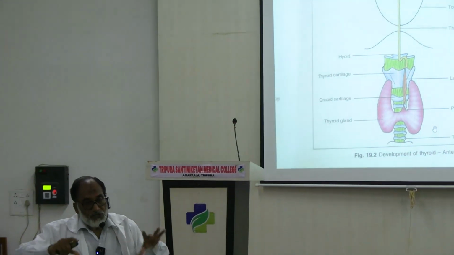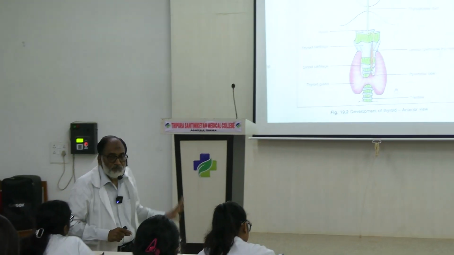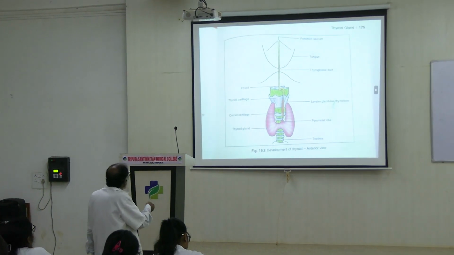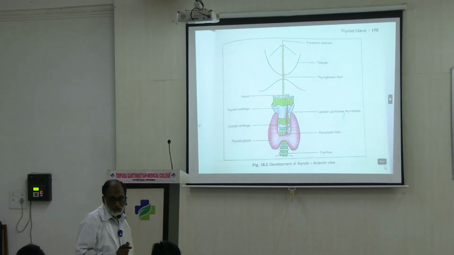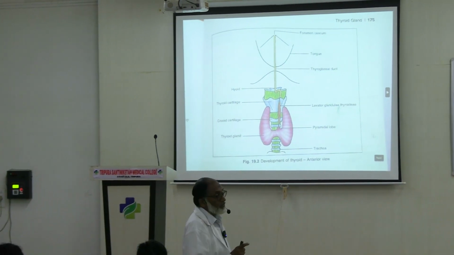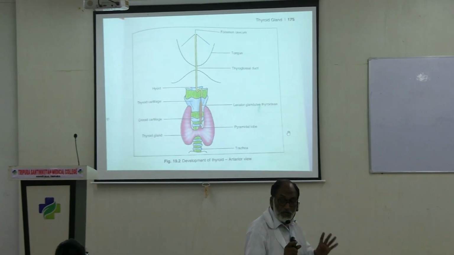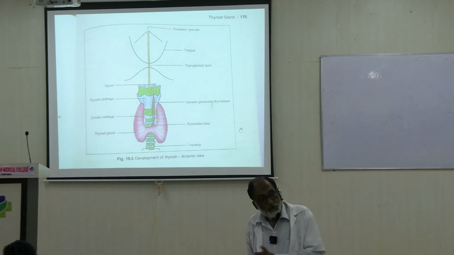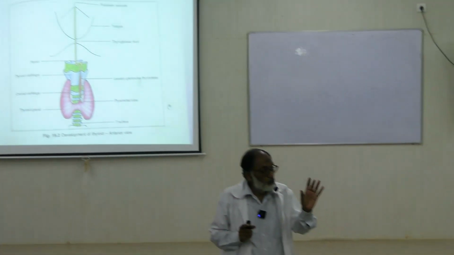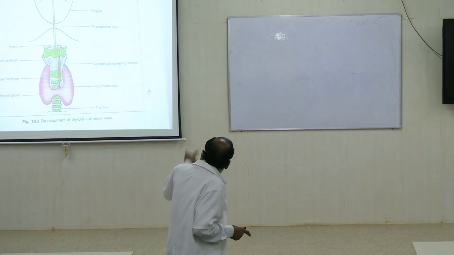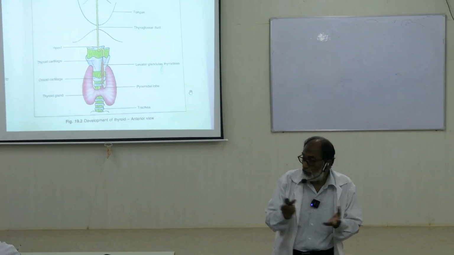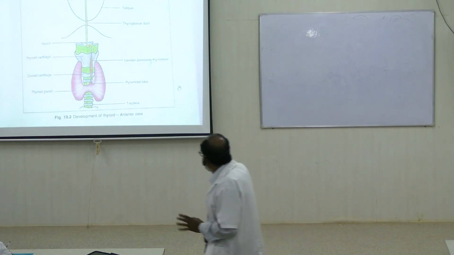Trachea, it expands and from the thyroid gland. Most of this thyroglossal duct disappears. Somewhere it may persist, I will show you later. And then what it produces, if this thyroglossal duct persists, then what it will develop, I will discuss later. Now, look at this picture.